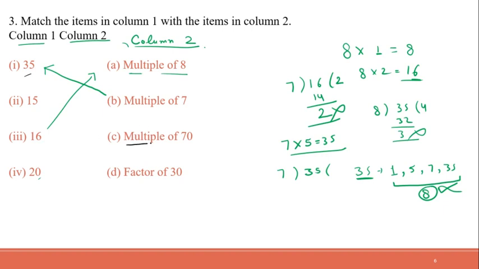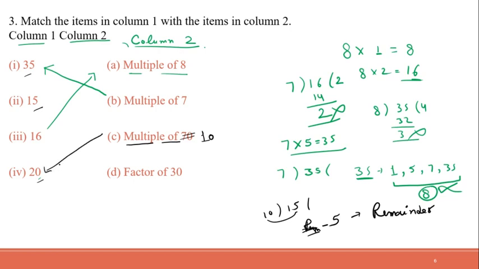Here is a correction. Just multiple of not 70, write it multiple of 10. Okay. So what will be the multiple of 10? How will we check? If I divide 15 with 10, we'll get a remainder of 5. So this will not be a multiple of 10. That means 20 is a multiple of 10. How? 10 into 2 is 20. So this 20 is a multiple of 10.